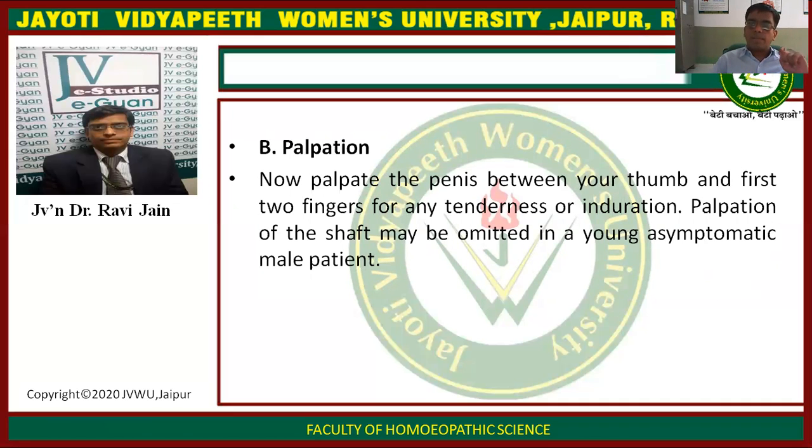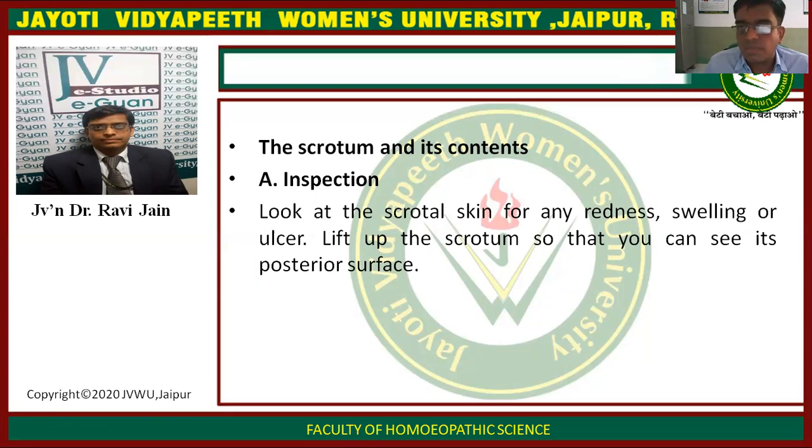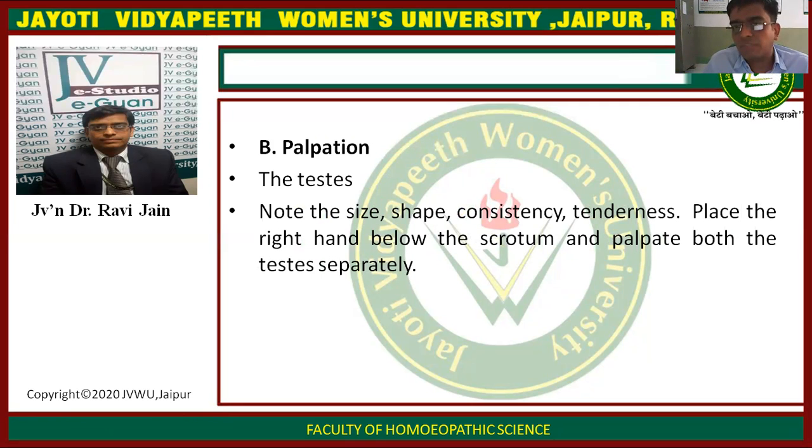When doing the palpation, put the penis between the thumb and first two fingers for any tenderness and induration. Palpation of the shaft may be omitted in an asymptomatic patient. Then you check the scrotum and its contents by inspecting the skin for redness or swelling, and lifting the scrotum to see the posterior surface. Then palpate the testes for shape, size, consistency, and tenderness by placing the right hand below the scrotum and palpating both testes separately.